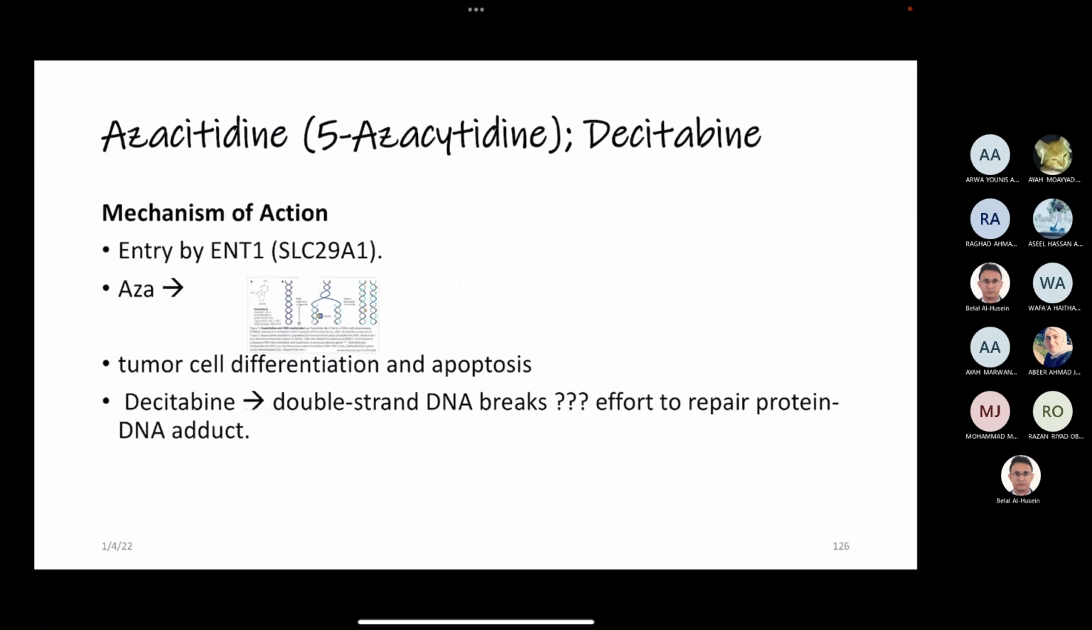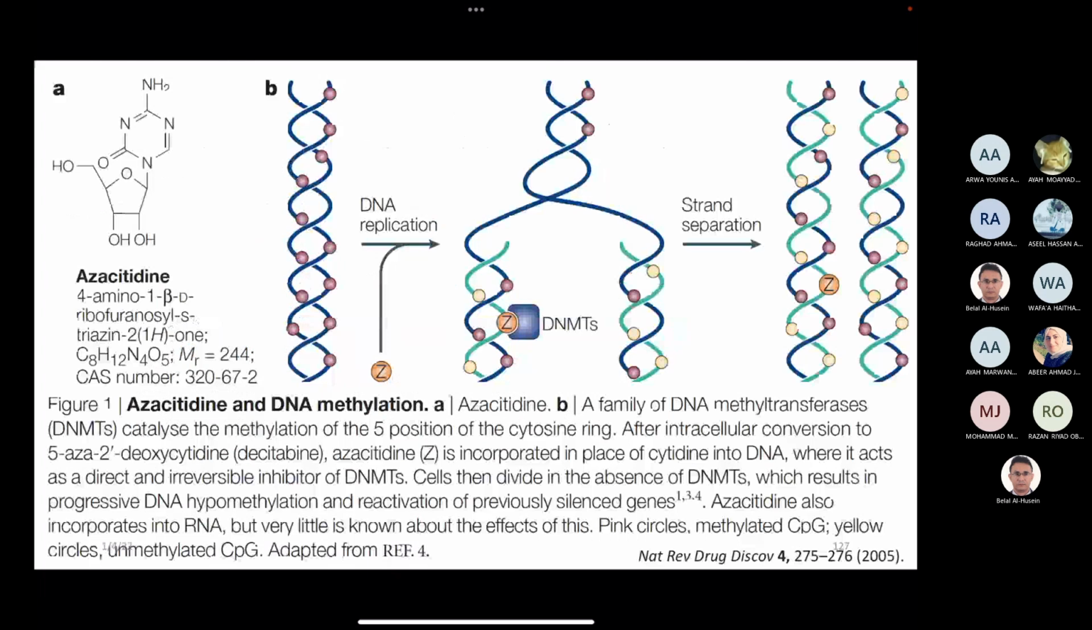Another drug of the cytidine analogs is azacytidine. There are two drugs, in fact, similar to each other, azacytidine and decitabine. Azacytidine, in fact, is triphosphorylated and incorporates into DNA. And then it binds and inactivates an enzyme called DNA methyltransferase. DNA methylation is a process to regulate expression of certain gene fragments.